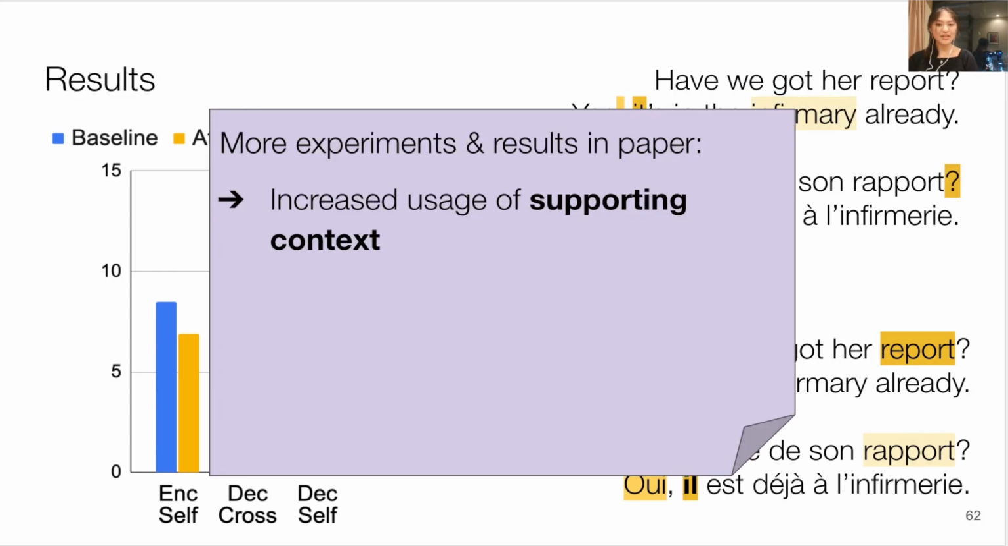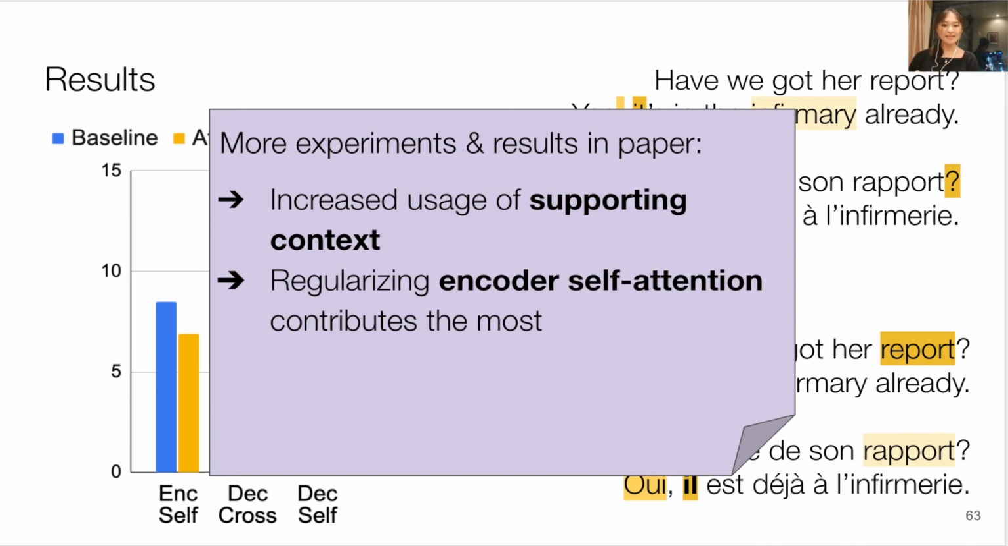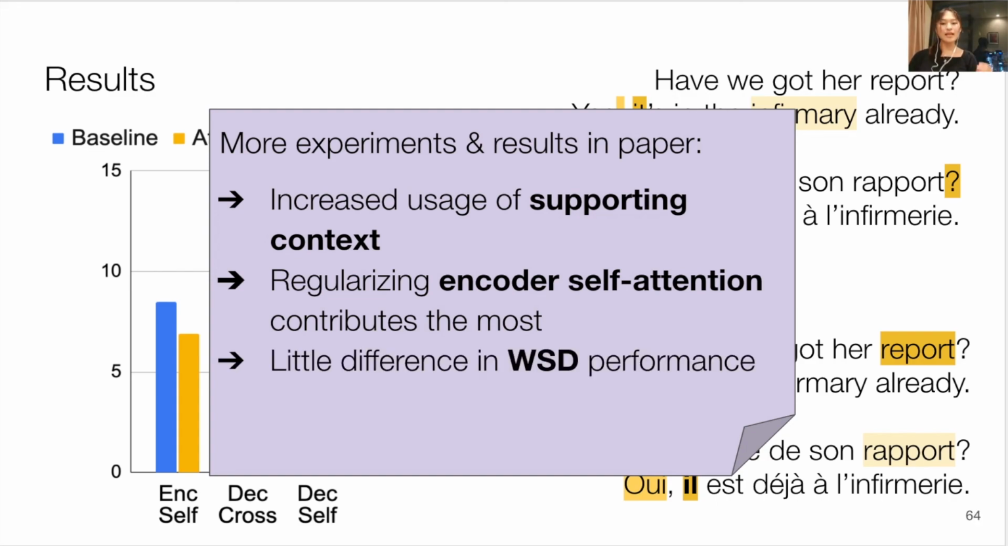And our paper contains more experiments that demonstrate that models with attention regularization with SCAT rely more on the supporting contexts that have been selected by humans, and that regularizing the encoder self-attention gives the largest improvements in translation performance compared to regularizing other types of model attention. And performance on word sense disambiguation does not improve much when we supervise the model attention using human rationales for pronoun anaphora resolution.